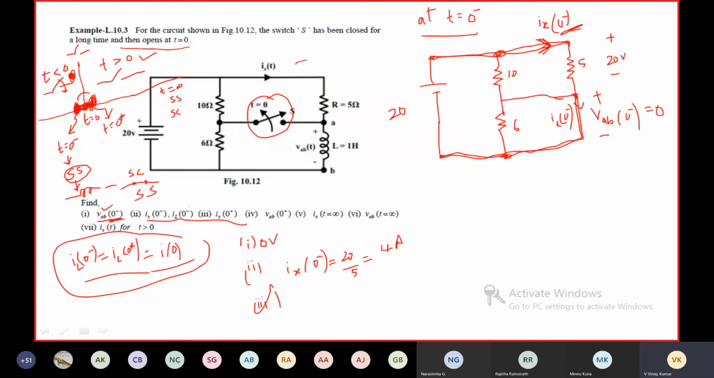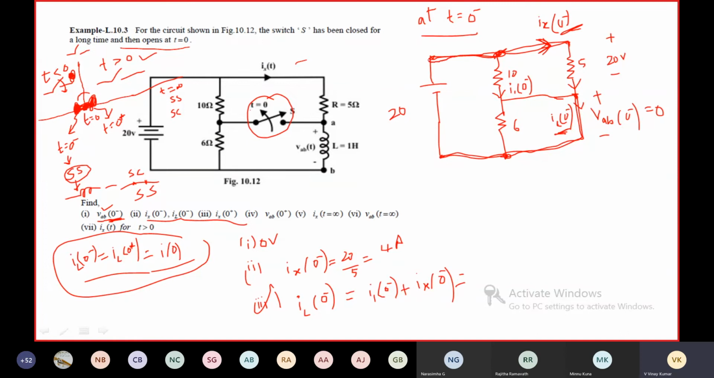Okay, next, the third one is IL of 0 minus. What is the current flowing through this? This current is equal to the current flowing through this plus the current flowing through this. Let this be I1 of 0 minus. So IL of 0 minus is equal to I1 of 0 minus plus Ix of 0 minus.